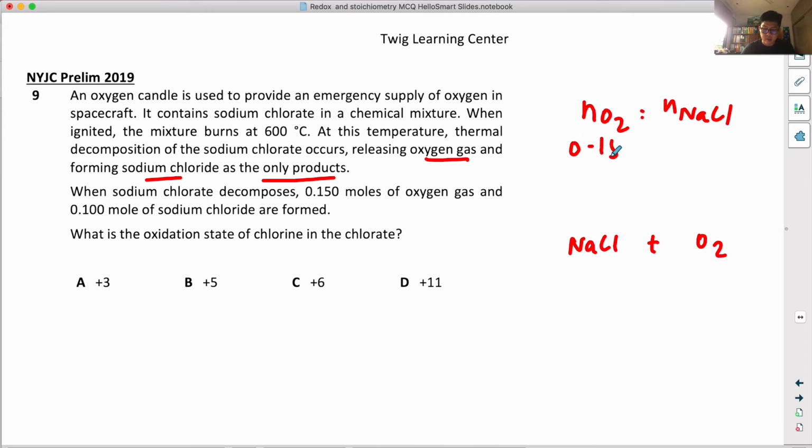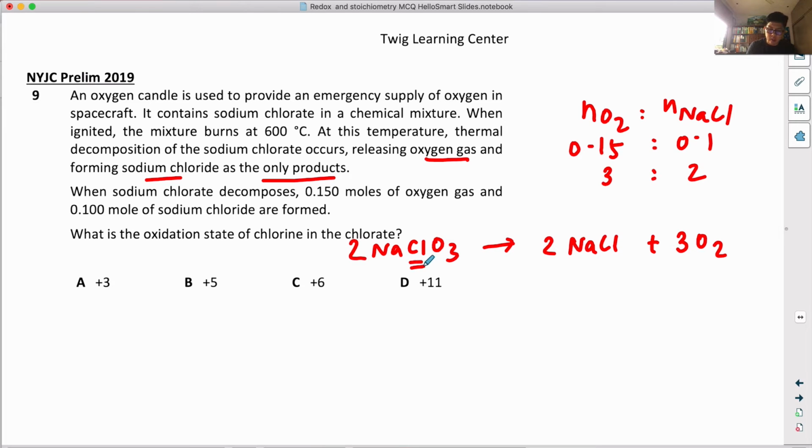You can see from here, this is 0.15, this is 0.1. If I multiply by 2, I can see that this is the ratio, 3 is to 2. So I'm going to put down here 3 and here 2. So what is the sodium chlorate? It's going to be NaClO3, and I put a 2 in front. Again, NaClO3. So it balances: the sodium, the Cl, and the oxygen all balance.